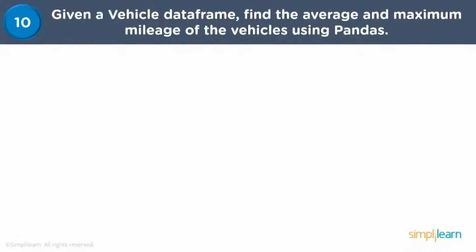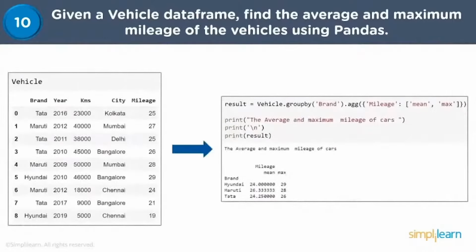Okay, so coming to the last question on this interesting session on programming interview questions for data scientists. Our question is, given a vehicle data frame, find the average and maximum mileage of the vehicles using pandas. Data scientists use statistical measures to analyze their data, so it is important to have knowledge of the statistical functions in Python. Here is my vehicle data set, and for each brand of vehicle, we want to find the average and the maximum mileage. So let me show you how to do it.